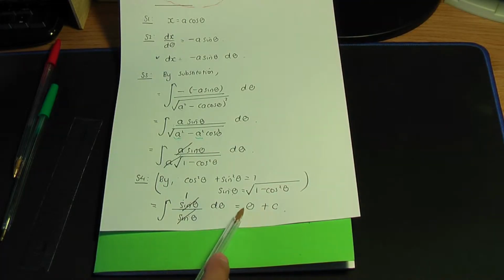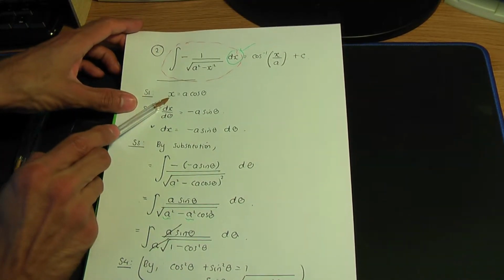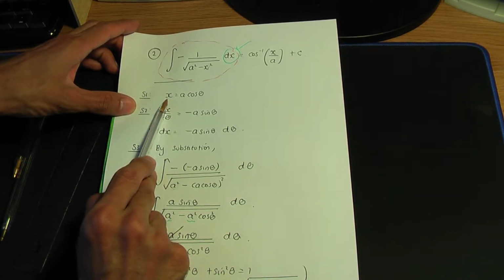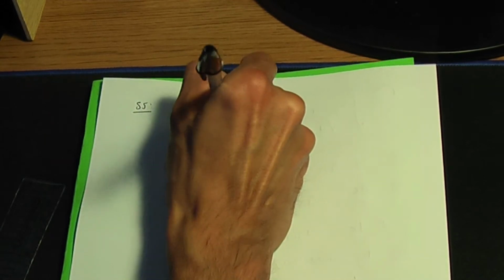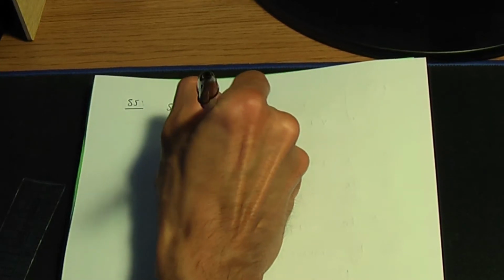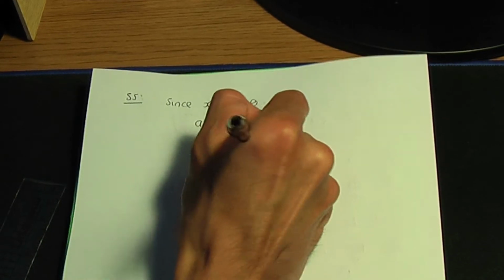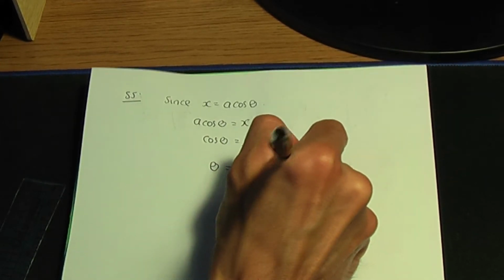So now we need to rewrite theta back in terms of x, and as I did before, you need to go to your substitution in order to do that. So our substitution is x is equal to a cos theta. So let's continue on the reverse. Okay, so this is step number 5. Since x is a cos theta, a cos theta is x, when I switch sides, cos theta is x over a, and that would make theta the inverse cos of x over a.